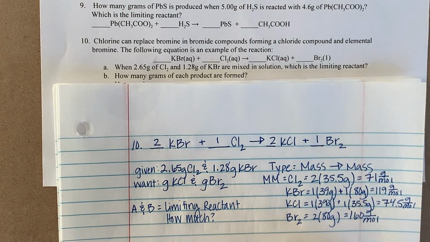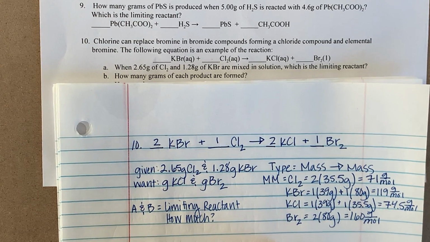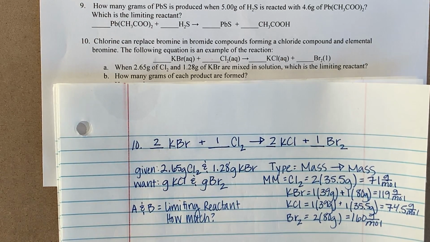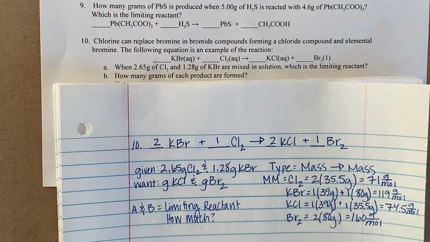So now I have everything I need written on my paper, and I wrote down that in part A and part B, I'm looking for the limiting reactant, which means I'm looking for how much of these 2 things I make and which one makes less.